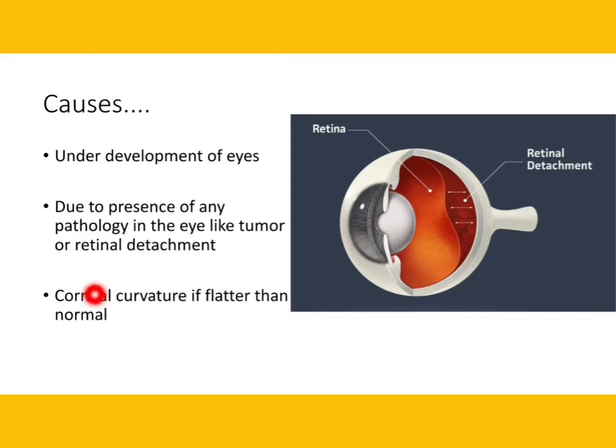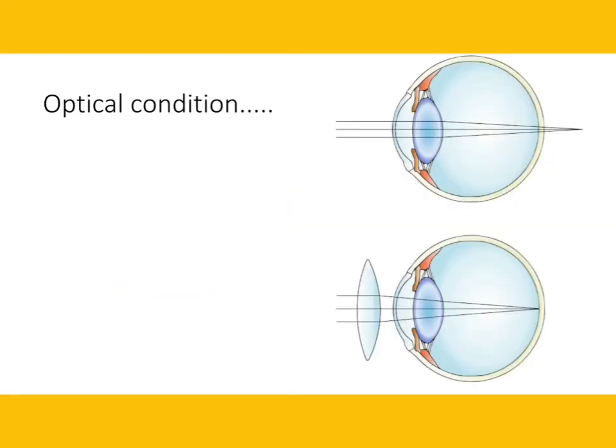And curvature, if the flat curvature of the cornea is flatter than the normal, that I will discuss. Okay, so let's discuss optical hypermetropia. Optical hypermetropia can be due to axial, that is axial hypermetropia, or it can be due to flattening of the corneal curvature, that we can call curvature hypermetropia. And if there is any reduction of index of the refractive medium, it is called index hypermetropia.